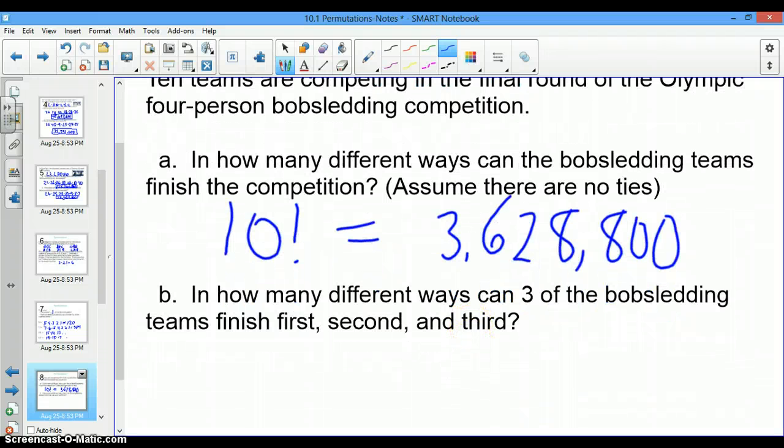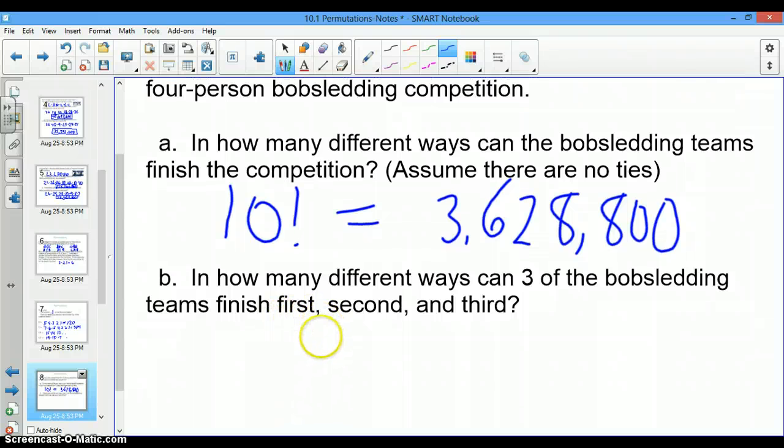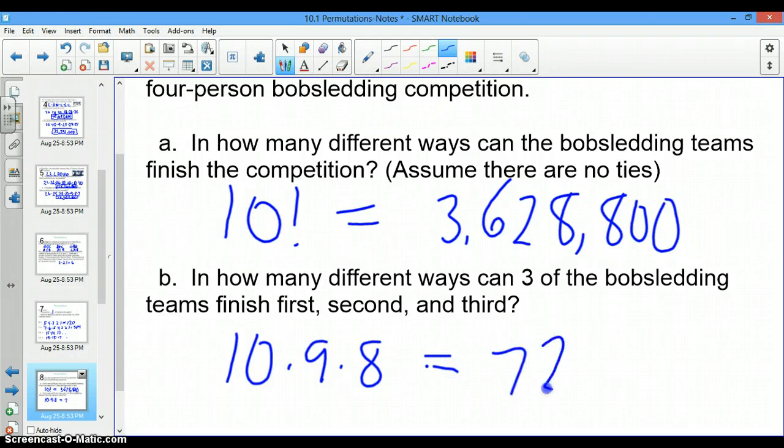Now, B says, in how many different ways can 3 of the bobsledding teams finish first, second, and third? Well, only the top 3. So we'd do 10 times 9 times 8. We want to only know the top 3 teams. So there's 10 teams for first, then after that there'd be 9 teams for second and 8 teams for third, and we get 720 different ways that those 10 teams could finish.